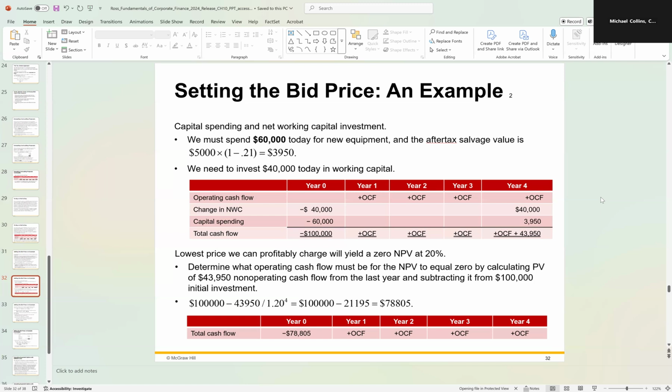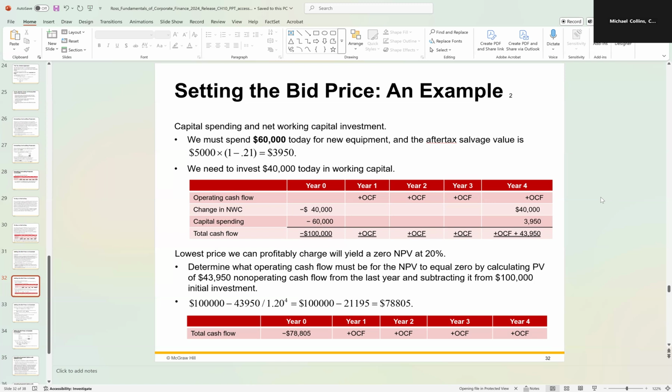Capital spending and net working capital, new investment. We must spend $60,000 today for new equipment, and the after-tax salvage value is $39.50. We need to invest $40,000 today into working capital. The lowest price we can profitably charge will yield a net present value of 0 at 20%.